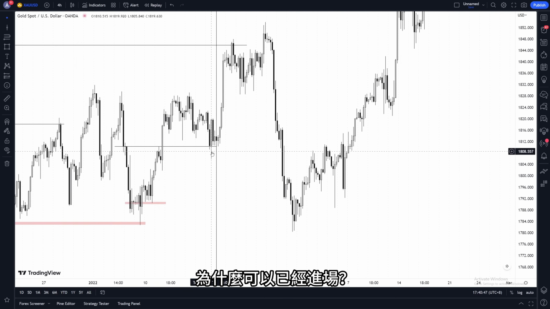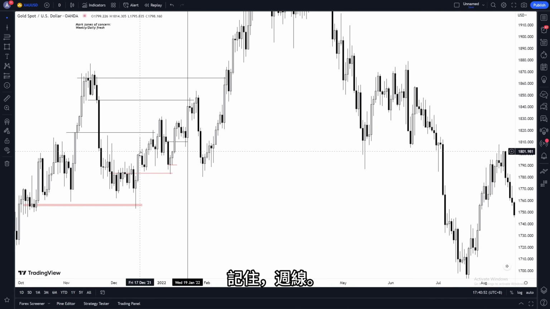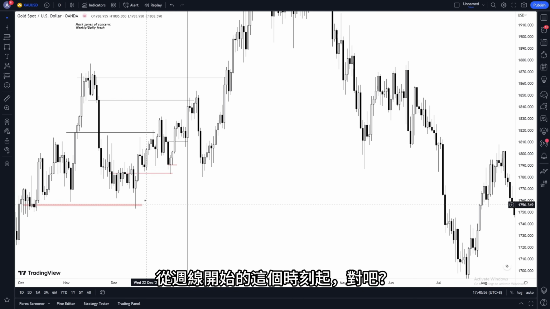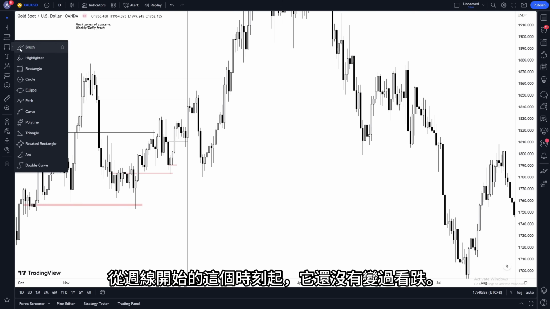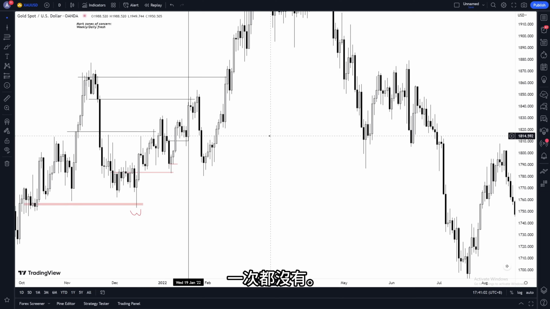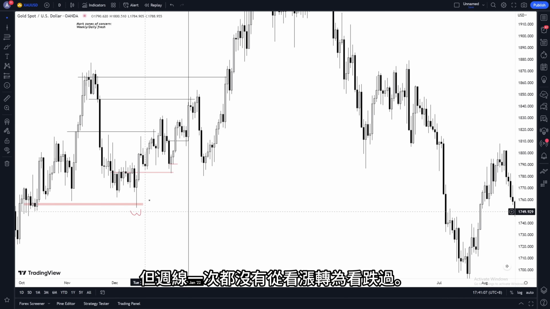First of all, you can already have the entry. Why can you already have the entry? Because of this. Weekly, remember guys, weekly never changed from bullish to bearish. From this moment when weekly started, it never became bearish yet. It hasn't yet, never, not once. The daily has turned bearish, yes, I agree, but it's never once turned from bullish to bearish.